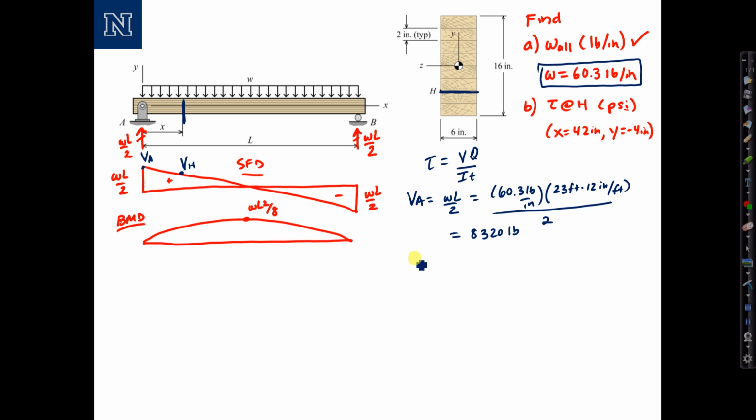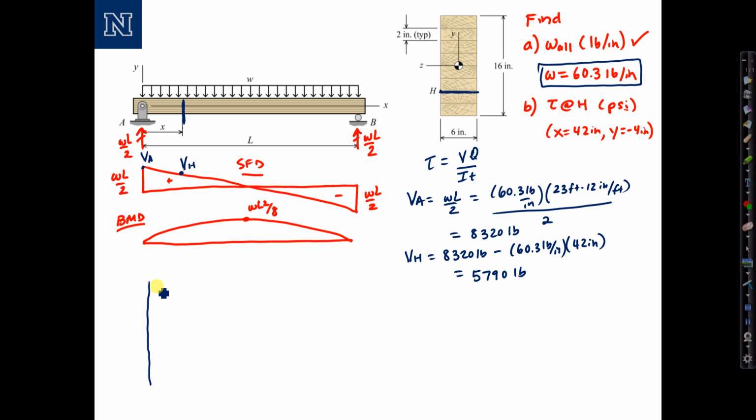8320 pounds. V sub H is going to be equal to V sub A, 8320 pounds, minus the slope W, 60.3 pounds per inch, times the length, 42 inches, and that computes to about 5790 pounds. So that's the shear value that we want to go with. Looking at the equation, we also need to compute Q for the stress at the location given, and we need to compute I. Let's start with Q.